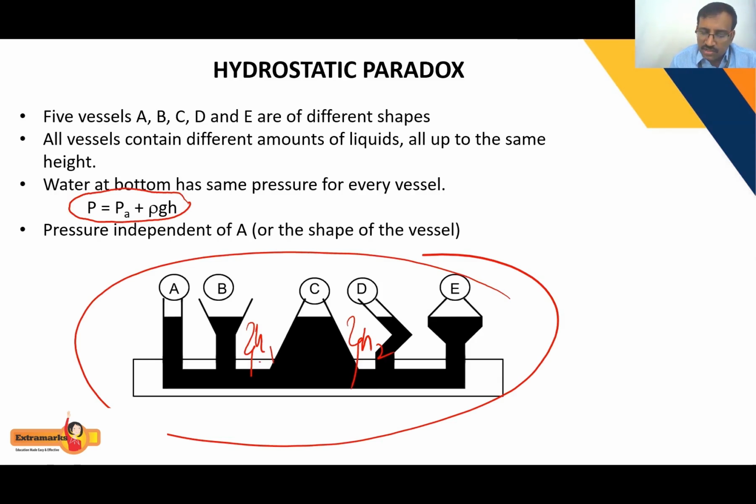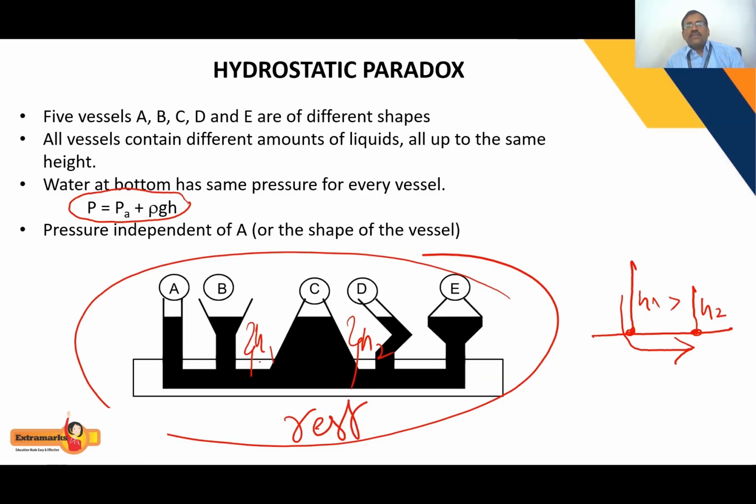Otherwise, on a horizontal line, if H1 is greater than H2, liquid should flow from high pressure to low pressure. But you can see in this diagram, liquid is at rest. What does it mean? No pressure difference. What does it mean? Heights must be the same. That is called hydrostatic pressure.